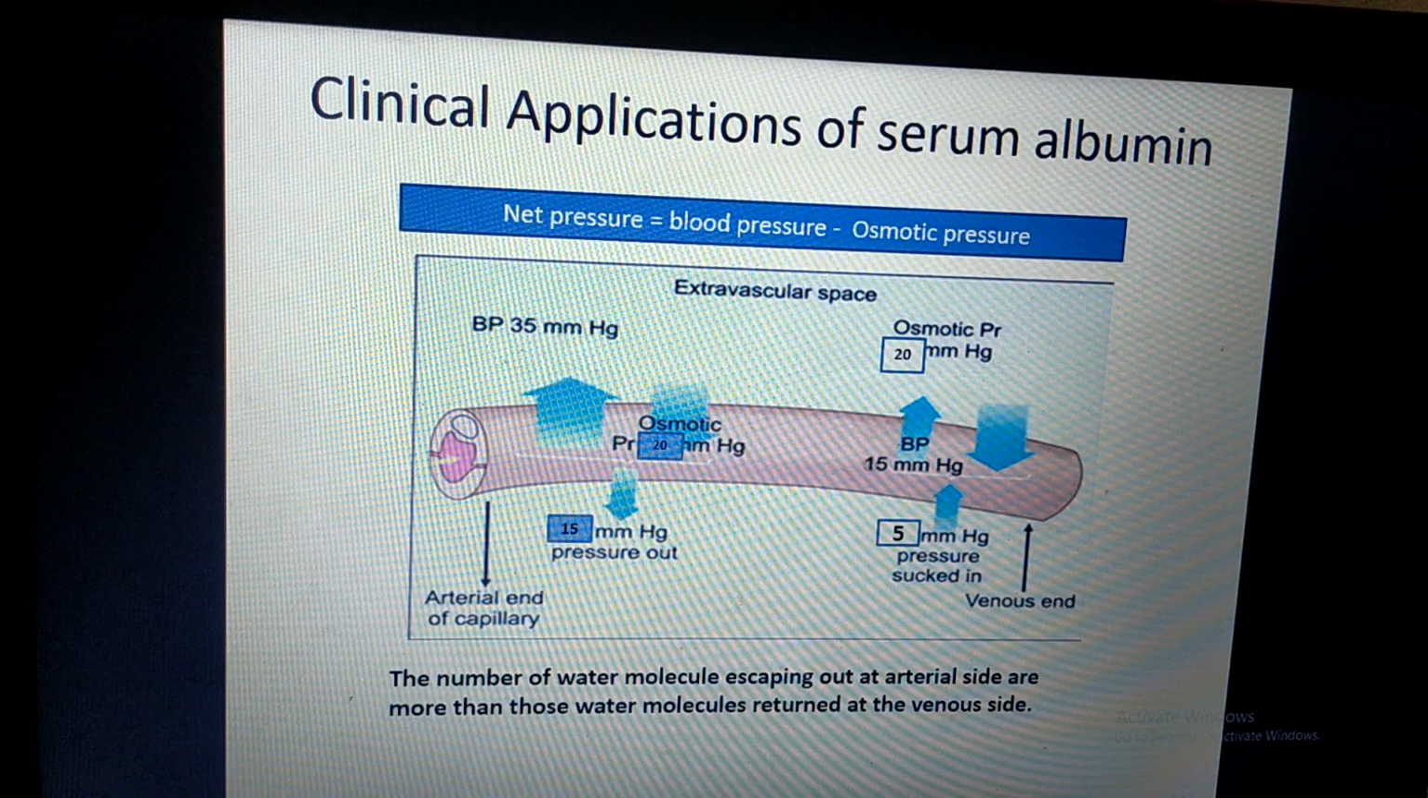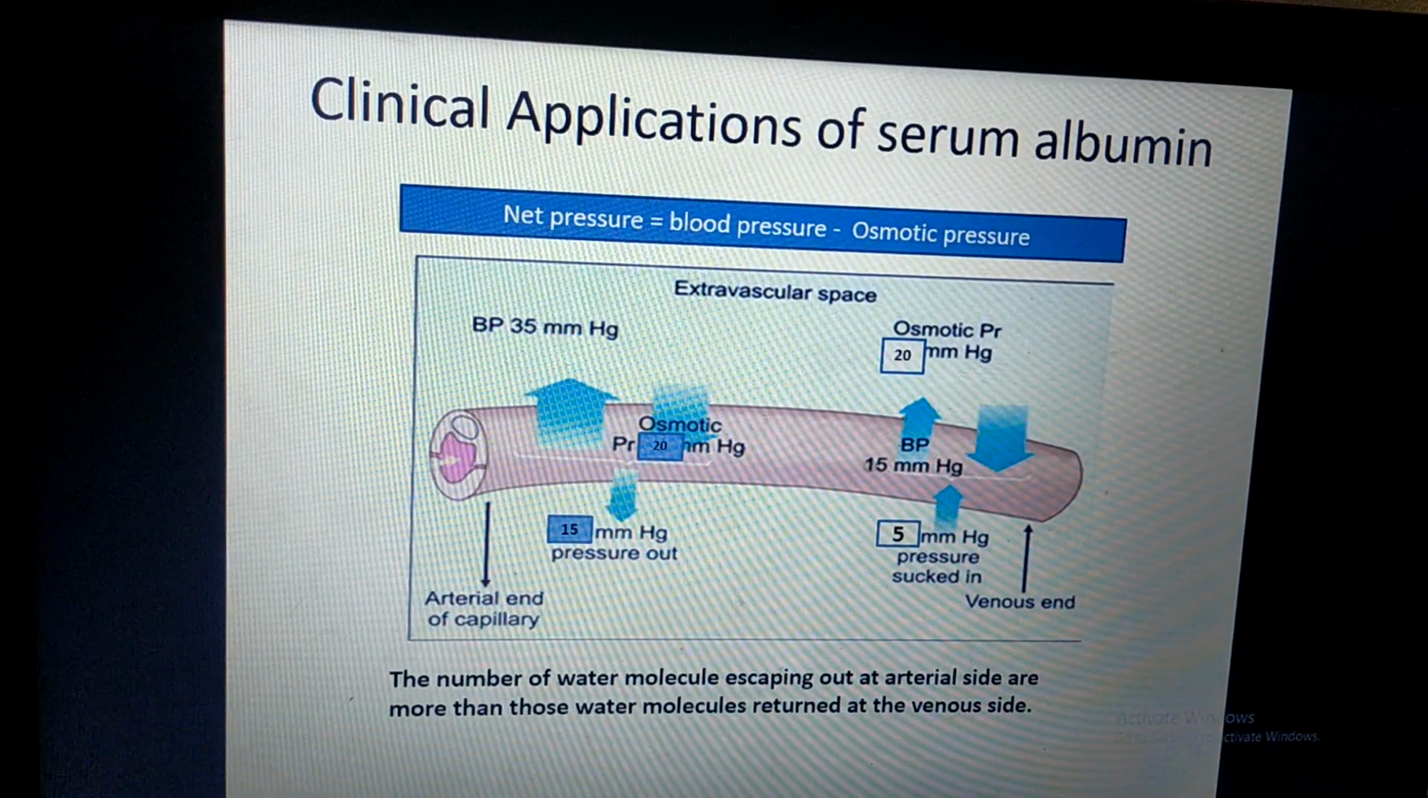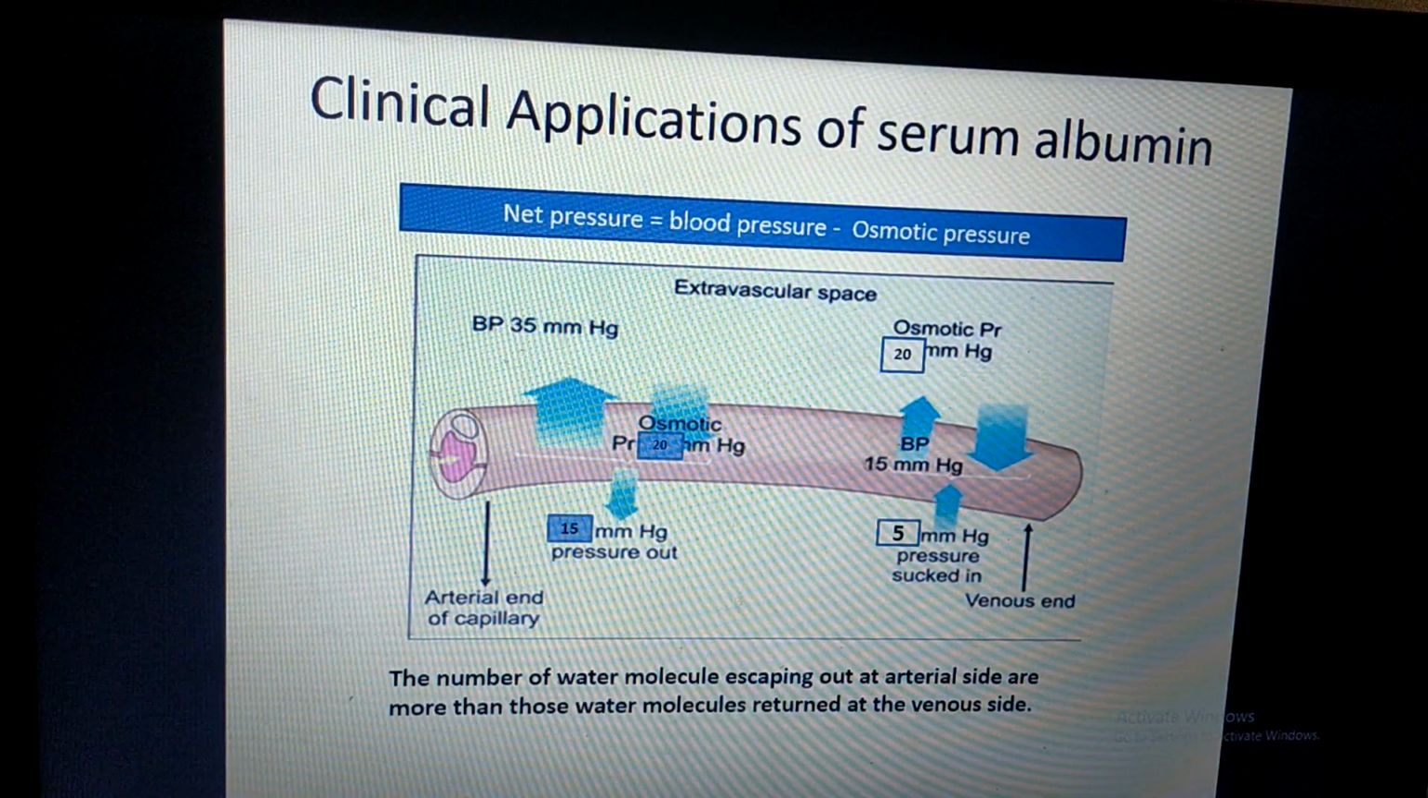In the venous end, the blood pressure is 15 mm of Hg and osmotic pressure is 20. So net pressure is minus 5 mm of Hg. So water enters into the vascular compartment with a pressure of only 5 mm of Hg. Hence, more water molecules are coming out at the arterial end and fewer water molecules enter into the capillaries from the venous end. This leads to retention of water in the interstitial space, leading to edema. And this is the mechanism of edema in hypoalbuminemia.